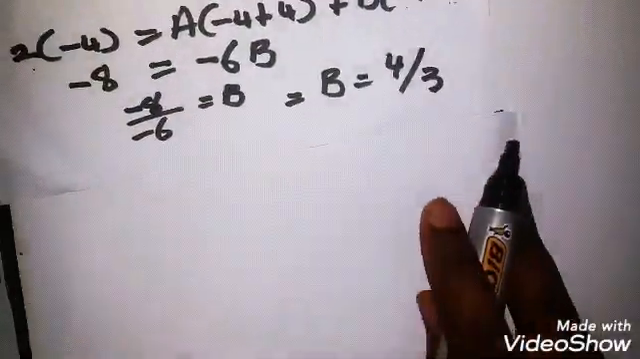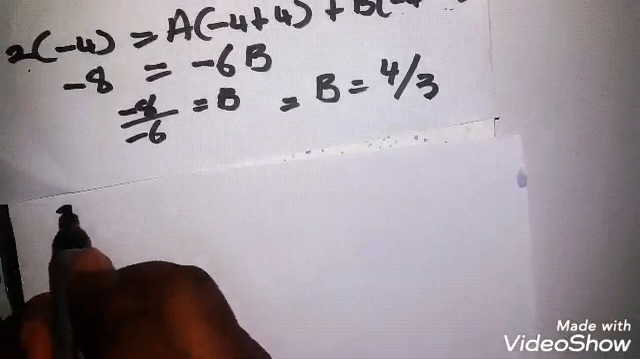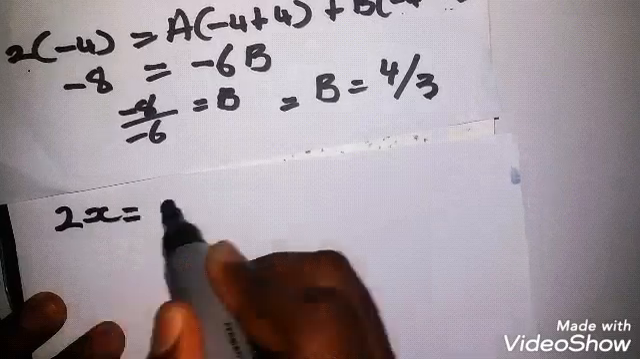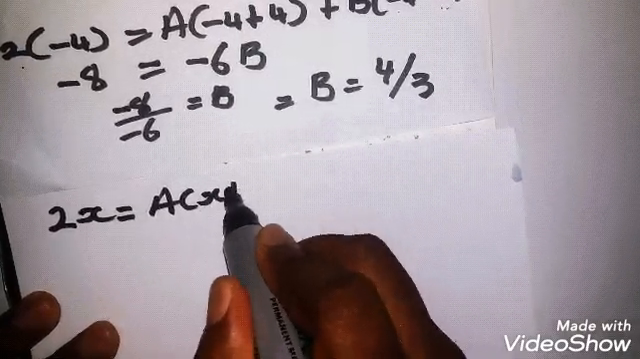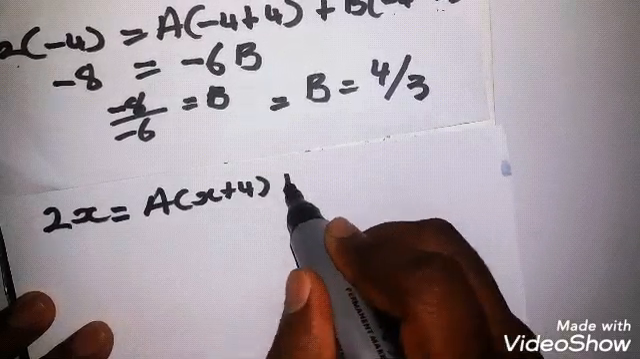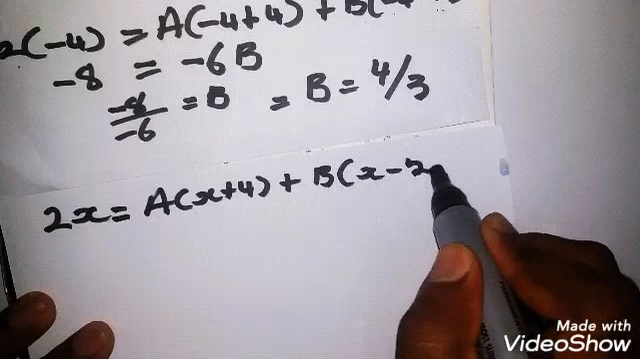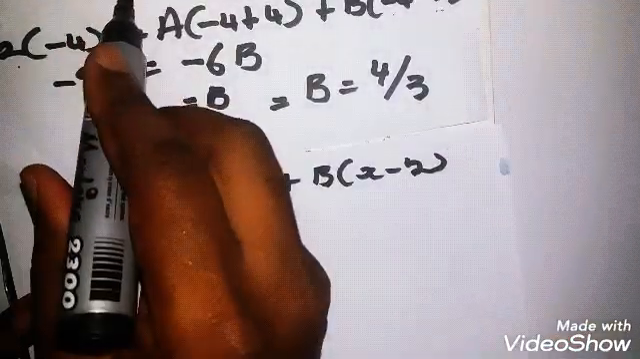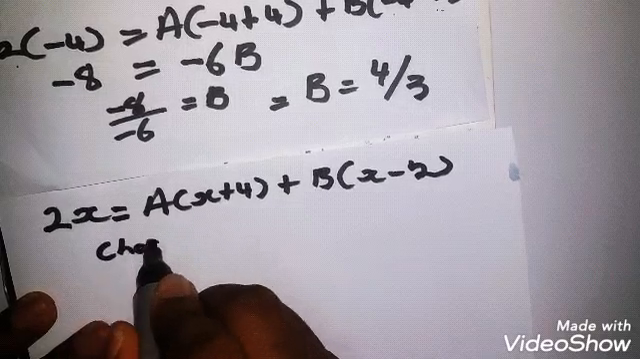4 over 3. So now we rewrite our equation. We have 2x equals A into (x plus 4) plus B into (x minus 2). So now we choose to eliminate B.